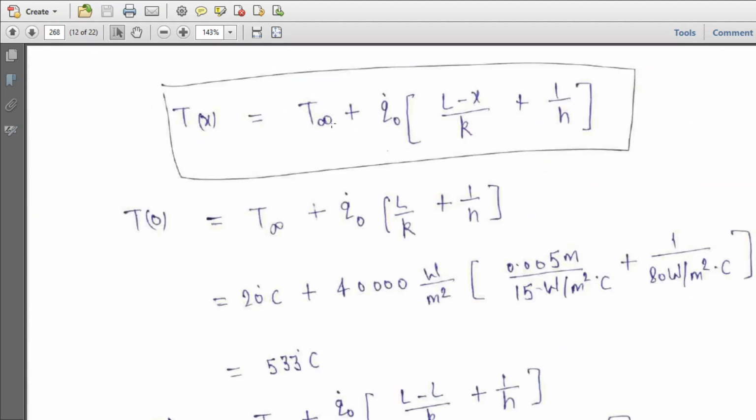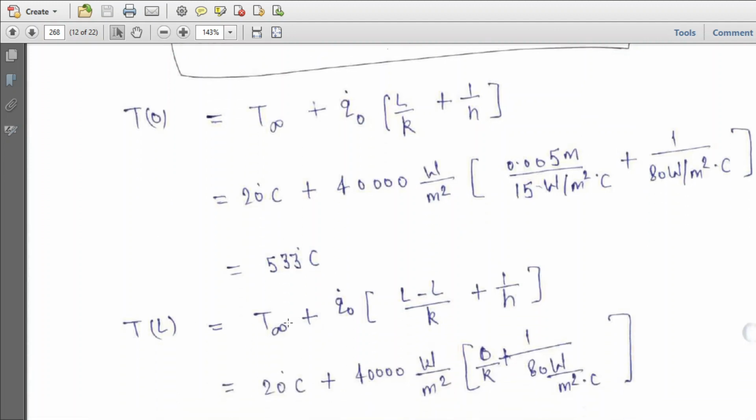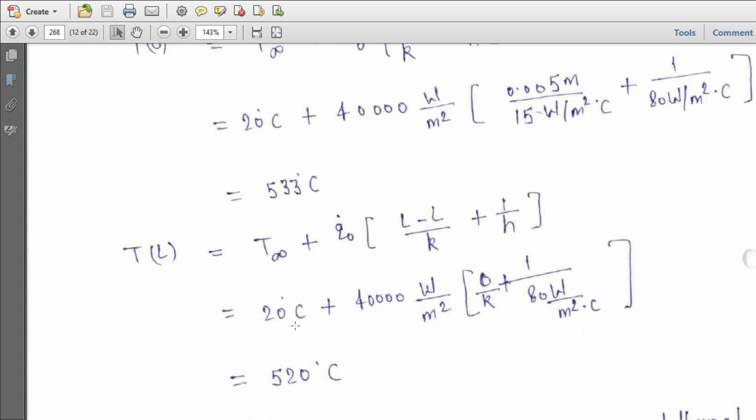So we can rearrange it, and you will get T of x equal to T infinity plus q naught times L minus x upon k plus 1 upon h. Now we can substitute the values from our given question. So x equal to 0 we are calculating at the inner side of the base plate. Temperature is coming here 533. For the surface temperature, by putting conditions here, we are getting 520.